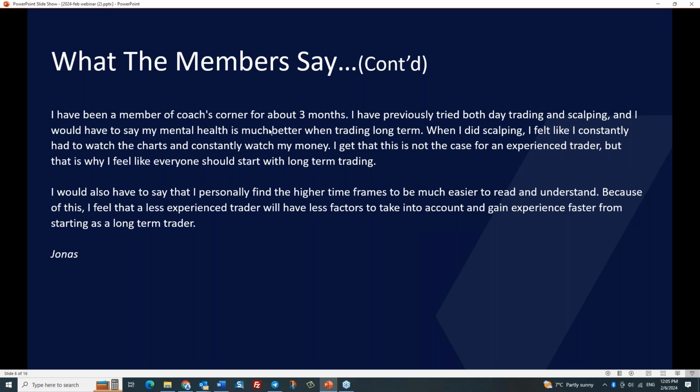I've been a member of Coach's Corner for about 3 months. I previously tried both day trading and scalping, and I would have to say my mental health is much better when trading long term. When I did scalping, I felt like I constantly had to watch the charts and constantly watch my money. I get that this is not the case for an experienced trader, but that is why I feel like everyone should start with long-term trading. That's what I was saying at the beginning.